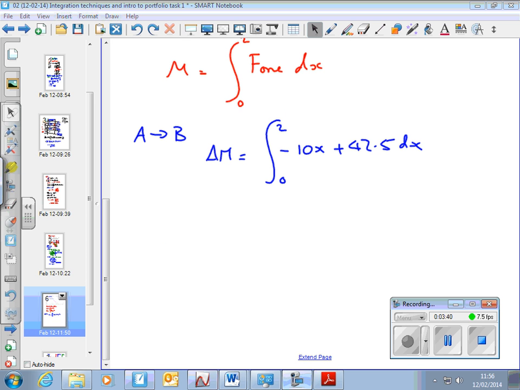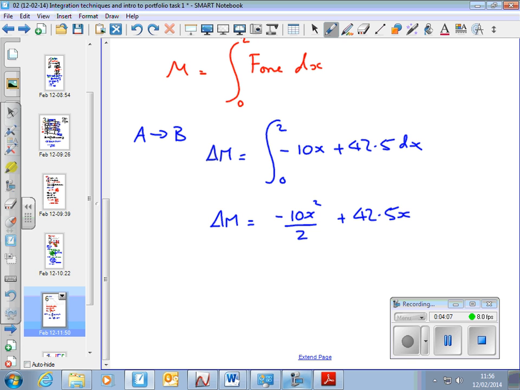So this is quite an easy integral to do. Looking at a table of standard integrals, for a function like this, we just add 1 to the power and divide by the new power. And for a constant, the variable x just reappears when we integrate, doesn't it? So delta M equals minus 10x squared over 2, add 1 to the power and divide by the new power, plus 42.5x. And it's a definite integral between 0 and 2, so put square brackets in and put the limits on. And that will give us a change in moments between 0 and 2.